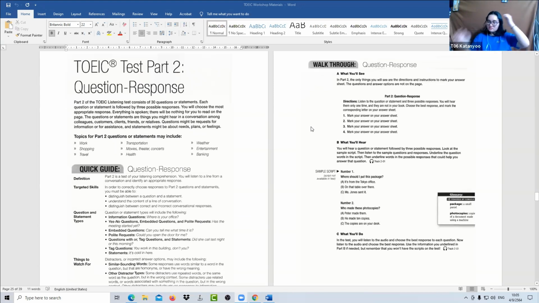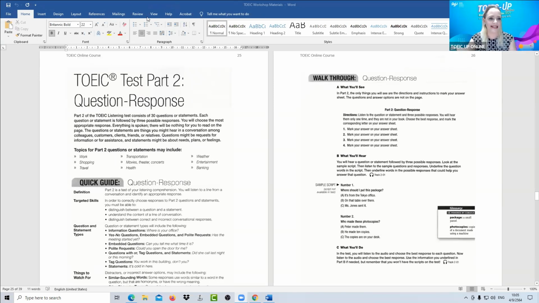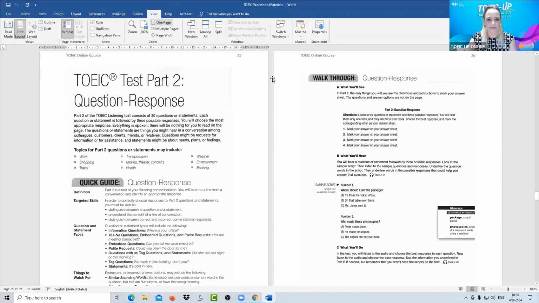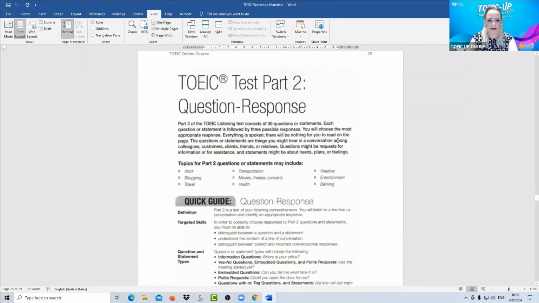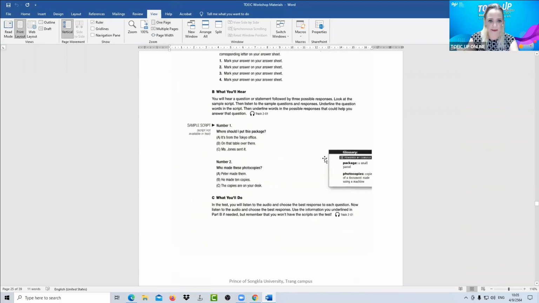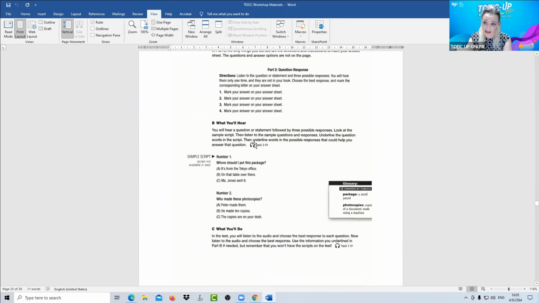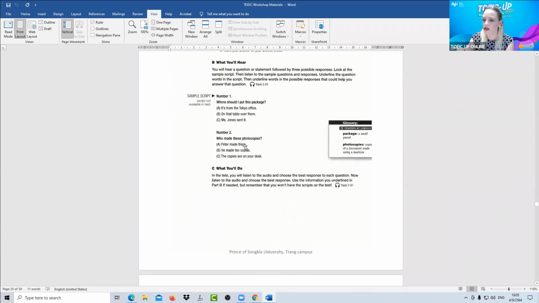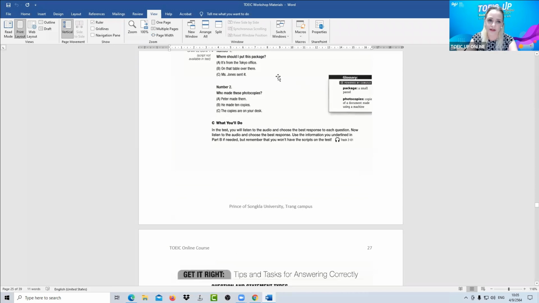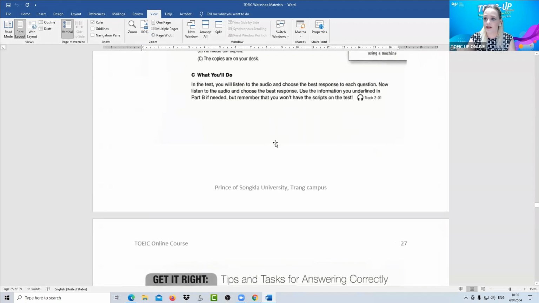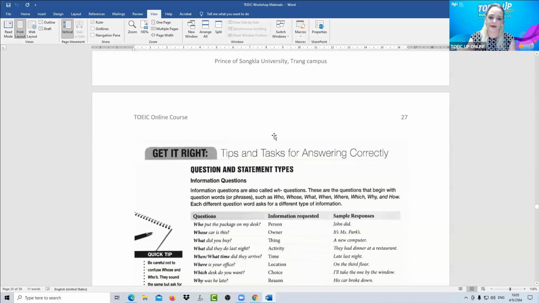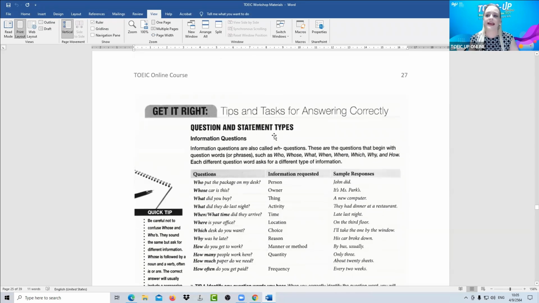Okay, so let's get started then. We are on page 26. Here we are, question response. We did go through this page last week, just what you'll hear and what you'll do, and you know what to expect because you have done the pre-test. So you know what the question response looks like. So let's look then at tips and tasks for answering correctly on page 27.